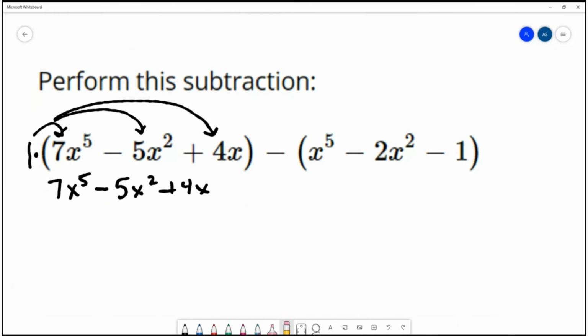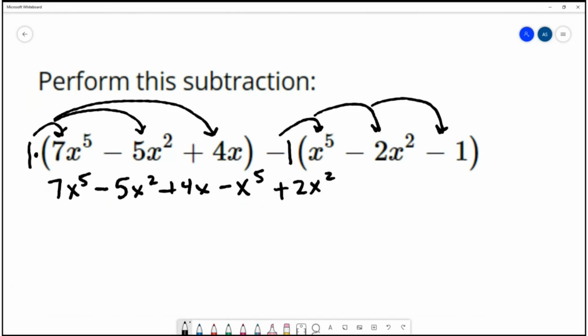However, in the second set of parentheses, you can see that we can't do the operations inside the parenthesis because they're not like terms. And if we look in front of the parenthesis, we have this negative. So to get rid of the parentheses, we will have to distribute -1 to every term inside the parenthesis. -1 times x to the fifth is minus x to the fifth. -1 times -2x squared is a plus 2x squared. And -1 times -1 is a plus 1.